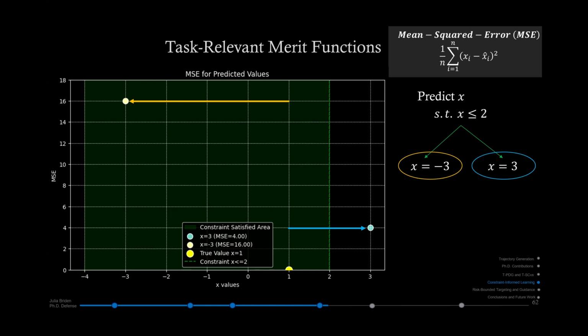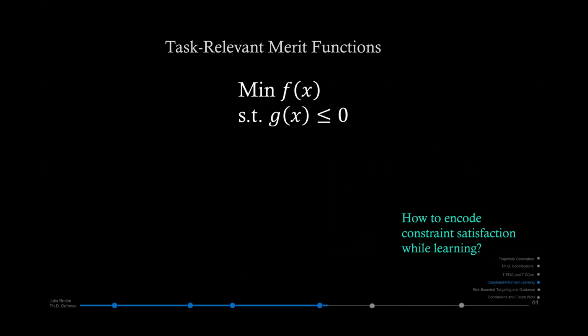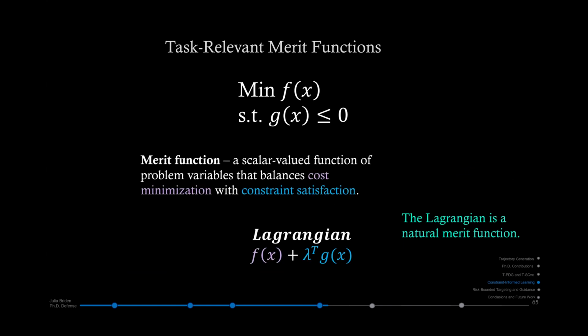But if we actually consider a constraint, so that green region of x less than or equal to 2, we might actually prioritize x equals -3 because it's constraint satisfying instead of x equals 3, which is not constraint satisfying. And so the question becomes, well, how do we encode constraint satisfaction while we're learning? So if we consider our simple optimization problem again, minimize f of x subject to our inequality constraints, then a merit function in this case is defined as a scalar valued function that balances cost minimization with constraint satisfaction.